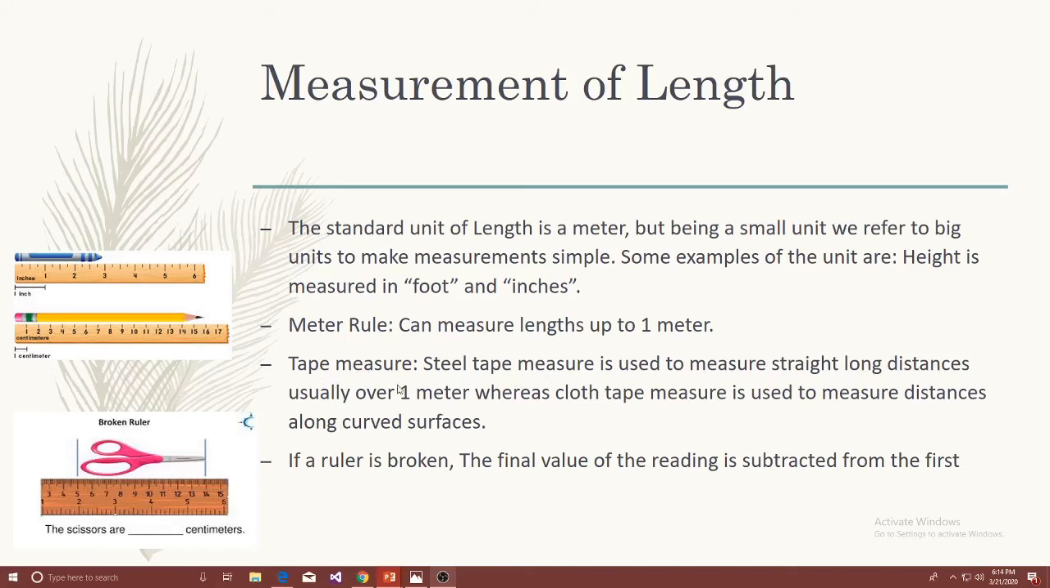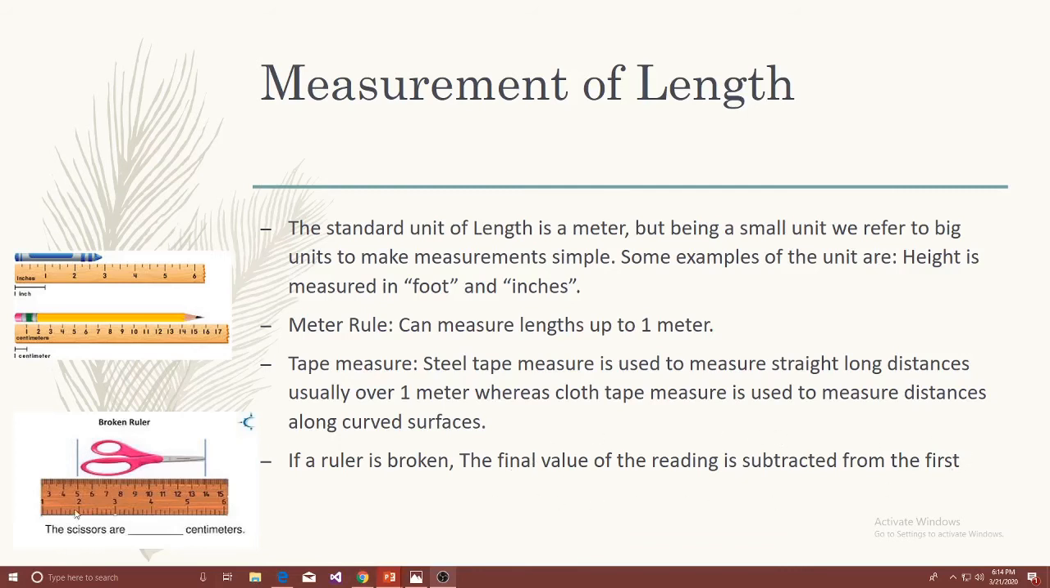Now, why straight long distances? Because steel is not as bendable as a cloth tape measure, which is used to measure distances along a curved surface, like a cylinder, for example. And see, this is very important. If a ruler is broken, find the value of the reading. To find the reading, subtract the first value of the reading from the final value of the reading.